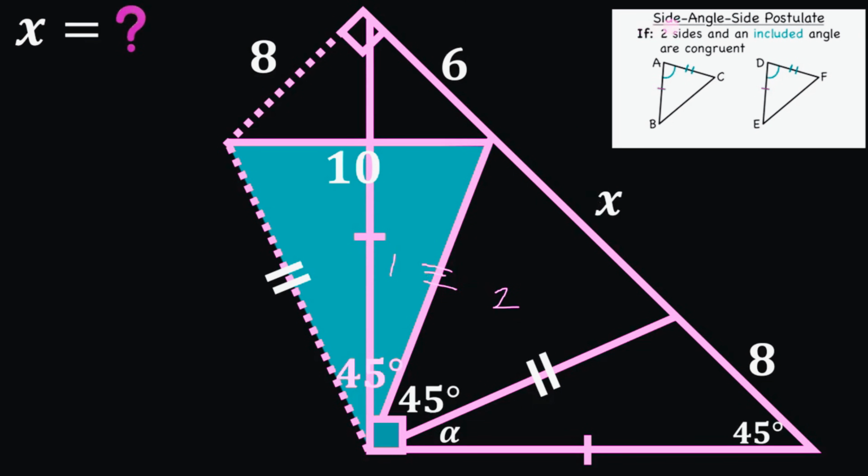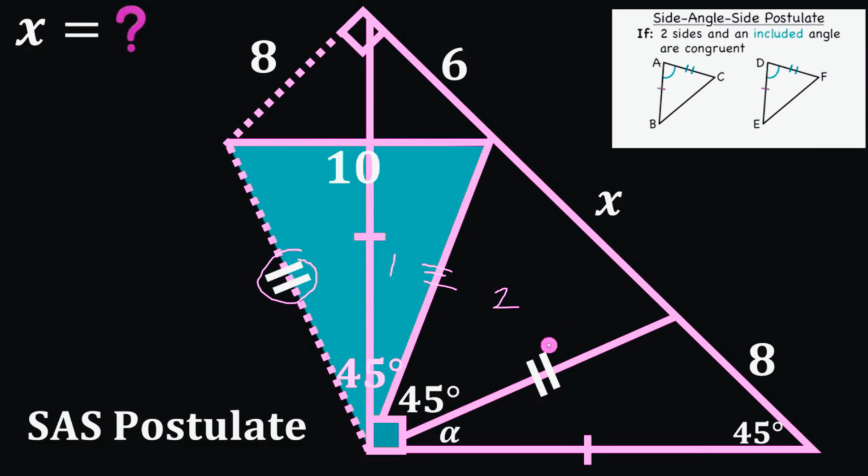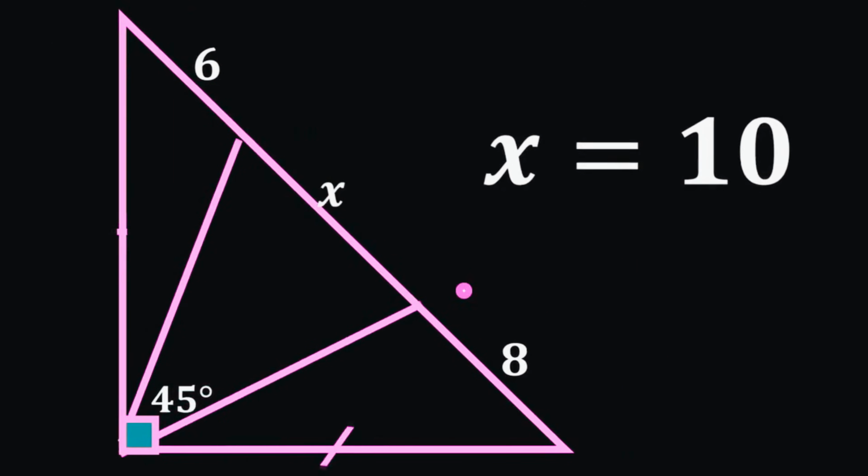Now, using the concept of the side angle side postulate, we have two congruent sides with an included angle of 45 degrees, and this side which is equal to both. Therefore, these two triangles are congruent. Therefore, this x measures 10 units also. And that is our answer to this question.